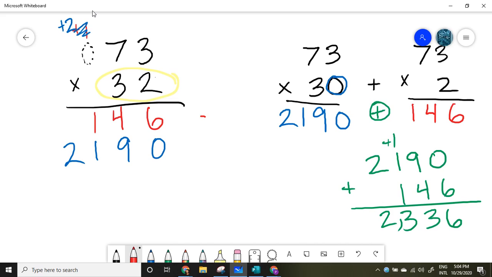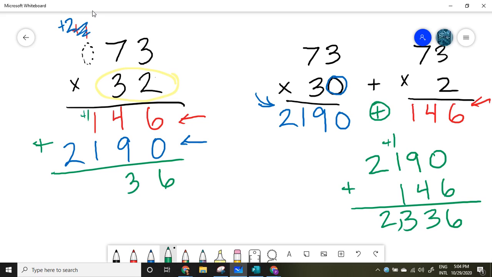Here I have my 1s row, just like I had when I split my problem up. And I have my 10s row, just like I had when I split it up. So next, I need to add my rows back together to get my final product. 6 plus 0 is 6. 4 plus 9 is 13. So I will carry over my extra 10. 1, 2, 3, and 2.